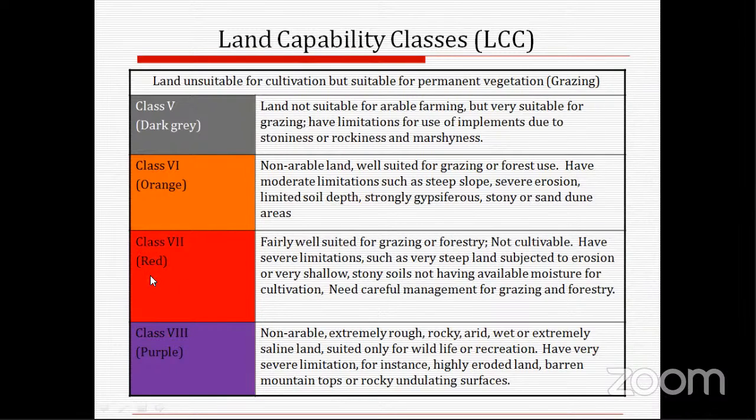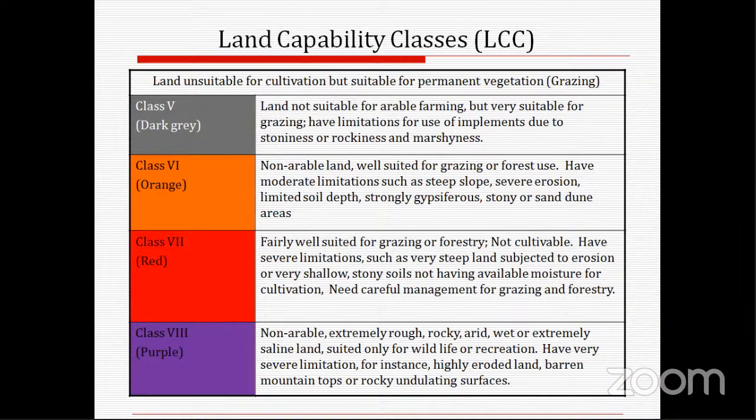These soils are not at all cultivable, having very severe limitations: steep land subject to erosion. There will be erosion, very shallow depth, stones and soils, and moisture availability is very low. So we need very careful management if we want to convert this land for grazing and forestry. We need very careful management practices in class 7, which is represented in red color.